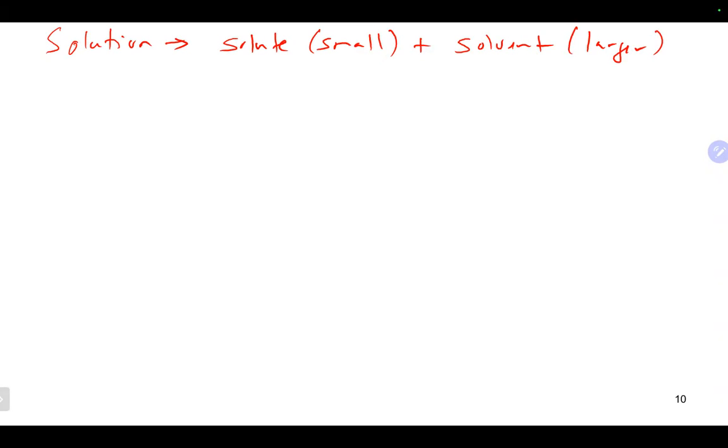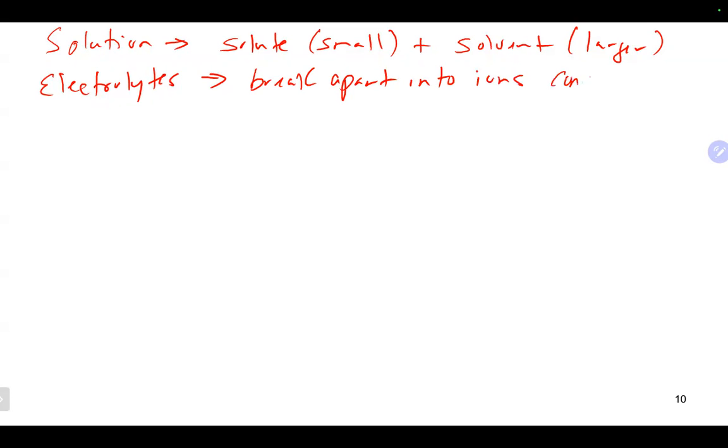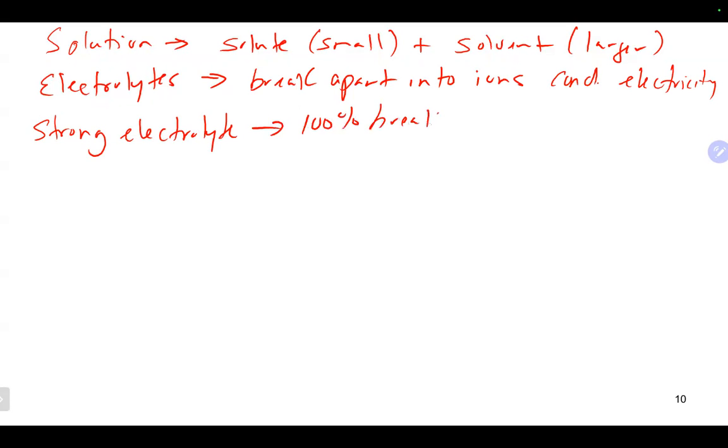And we talked about a couple of other things involving solutions, including electrolytes. And remember, electrolytes are guys that will break apart into ions and will conduct electricity. And there are strong electrolytes that break apart. So you pretty much have all ions in solution. Conducts electricity really well.